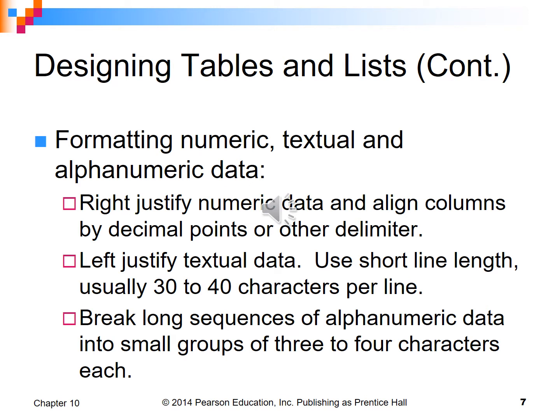And again, right justify numeric data and align columns by decimal point or other delimiter. The numbers should be right justified. Left justify textual data. Use short line length, usually 30 to 40 characters per line. Break long sequences of alphanumeric data into small groups of 3 or 4 characters each.